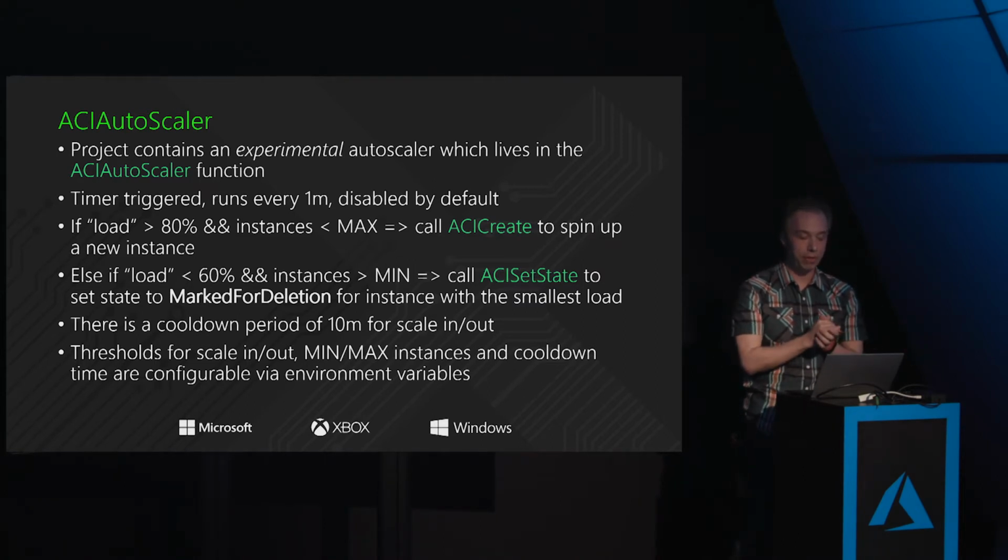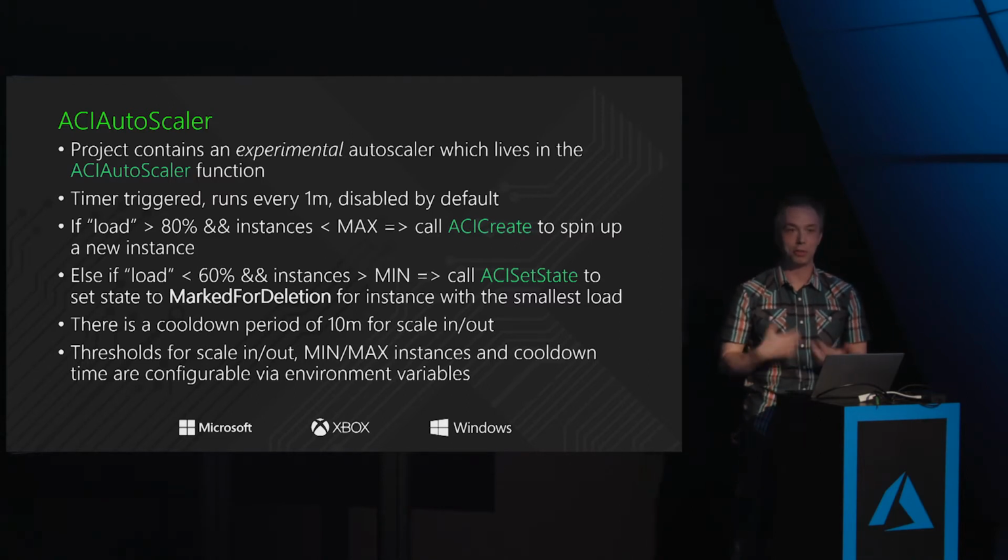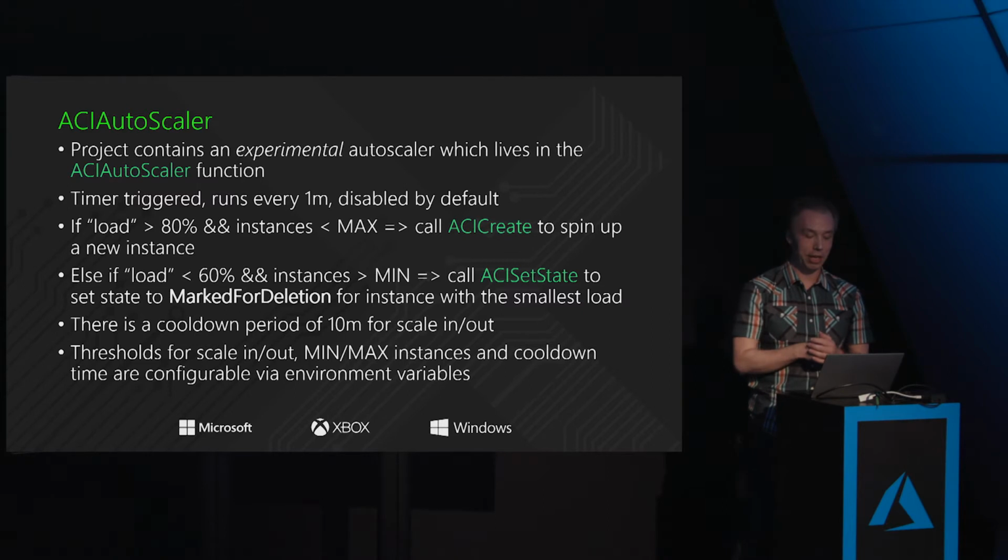By default, what we do is we check the number of user instances and the number of servers, and if that's greater than 80% of the max that we define, ACI create will be called to spin up a new instance, because we're about to get to the edge of where we're not going to have enough player slots available. Conversely, if we're at less than 60% and the number of instances is more than our minimum, then we set the state on that to mark for deletion.